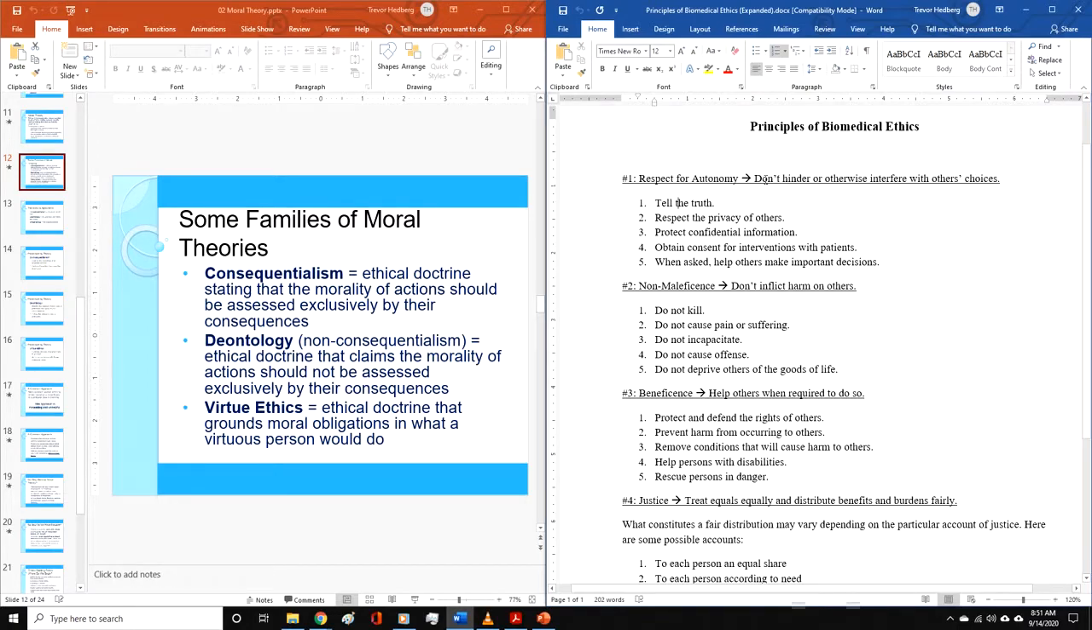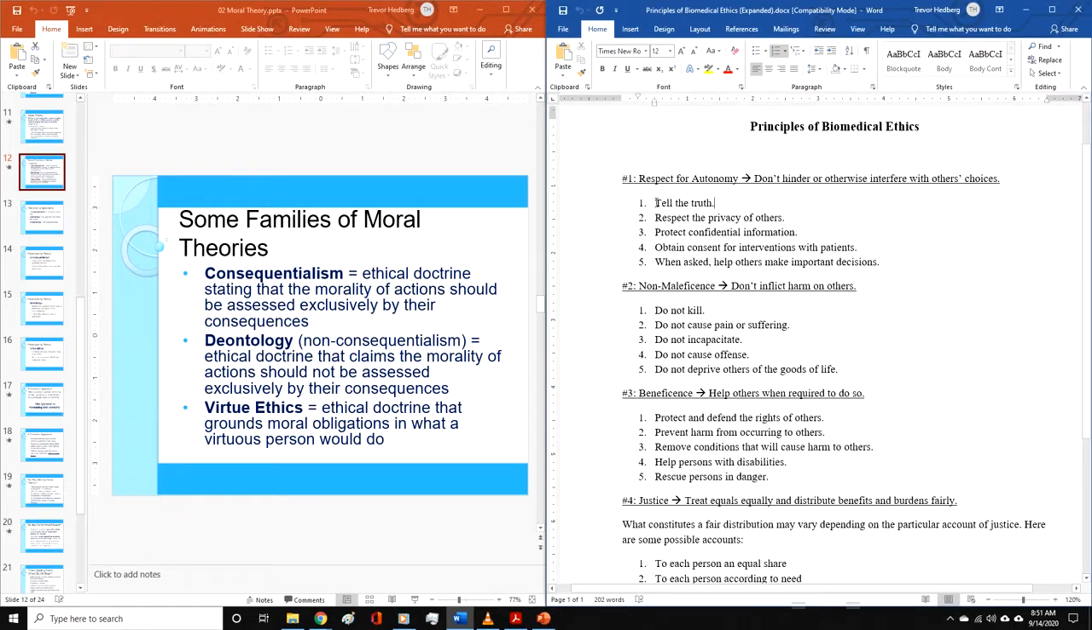In the abstract, this just means you don't interfere with other people's personal choices. As much as possible, you allow people to live their lives the way that they want. So here are some practical implications for that. Tell the truth when you're dealing with other people. That might not be obvious as to why this is an autonomy-based consideration. We'll actually have a reading next week that gets into this connection.